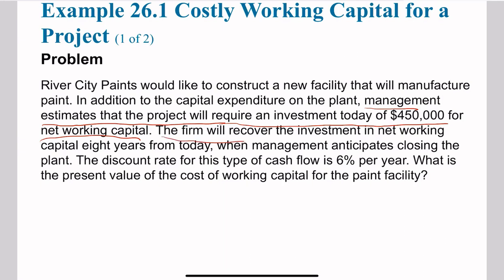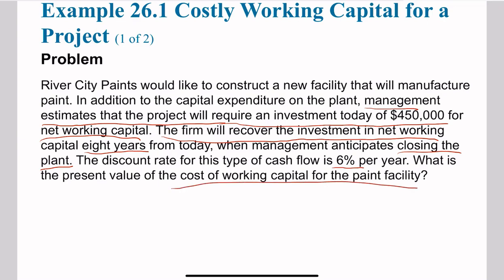And the firm will recoup this investment in 8 years, when the firm closes the plant. So the discount rate for this type of cash flow is 6% per year. What is the present value of the cost of working capital for this paint facility?